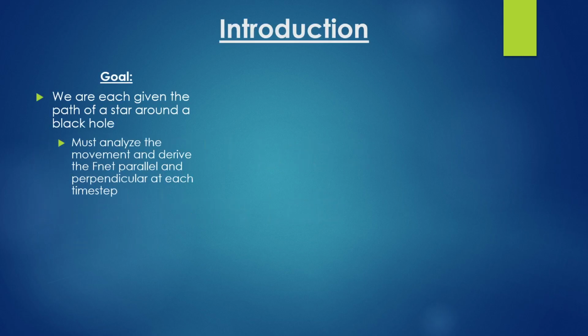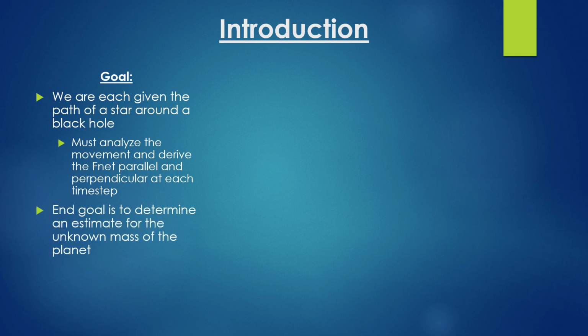So the goal of this lab is that we're each given the path of a star around a black hole, and we must analyze the movement and FNet parallel and perpendicular at each time step. And we must estimate an unknown mass for the black hole.